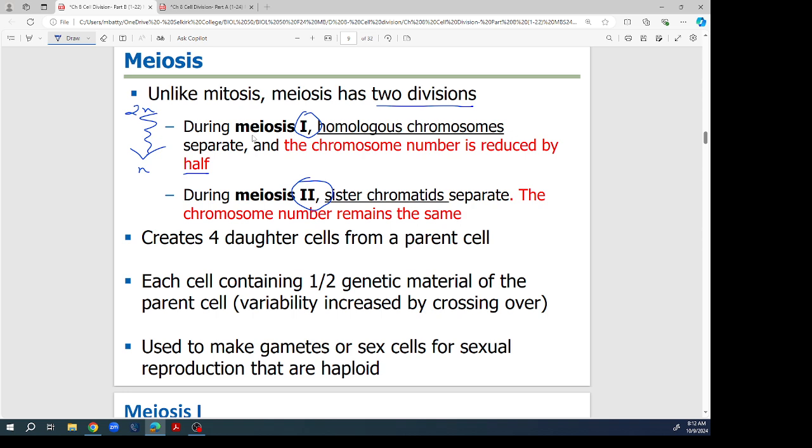It's going to divide again, these two divisions. And so then we end up with meiosis 1 or 2 going on. And this is a lot like mitosis. So there's some key things that happen in here. Ultimately, we're going to make 4 daughter cells from a parent cell. They're going to have half the genetic information of the parent. More about crossing over in the later slides here. And really, the purpose of this is to make gametes or sex cells for sexual reproduction. And they are haploid. They have half the number of chromosomes in them.